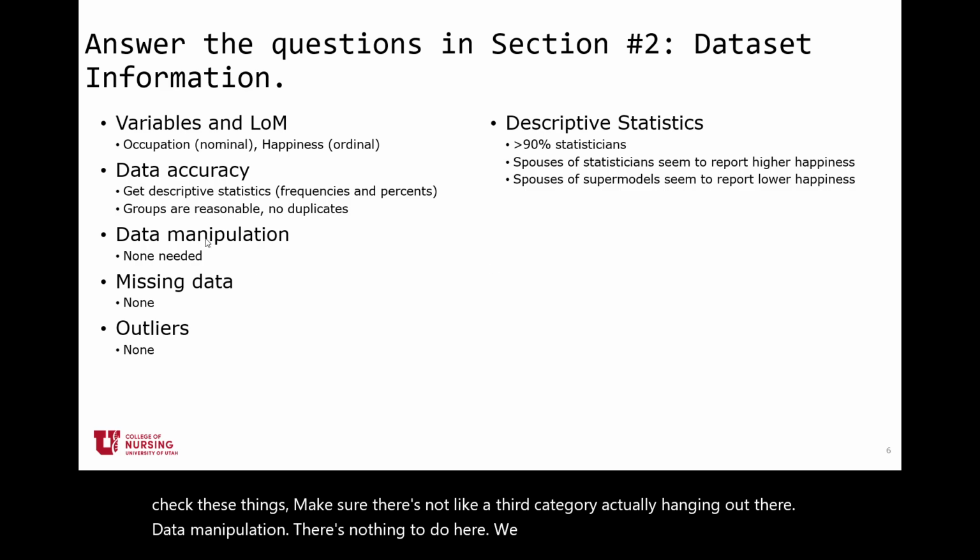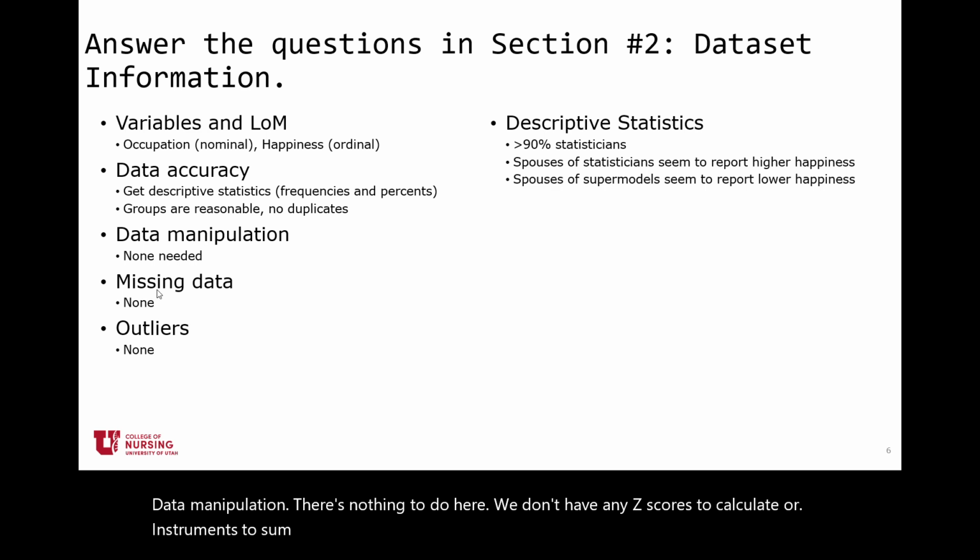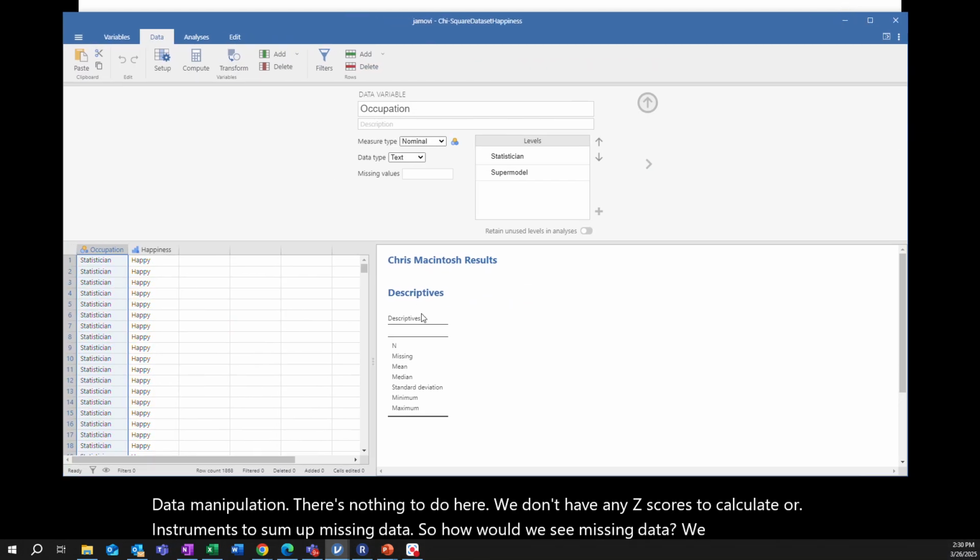Data manipulation, there's nothing to do here. We don't have any z-scores to calculate or instruments to sum up. Missing data. So how do we see missing data? We could get some descriptive statistics.